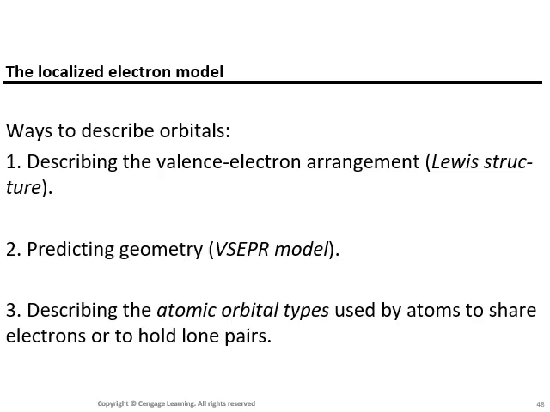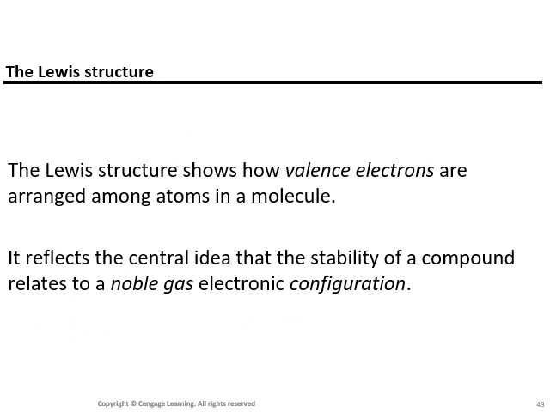So the ways to describe these different arrangements, we can draw the Lewis dot structure, which is what we're going to do in this chapter. We'll do the rest in the next chapter. We can use the VSEPR model, or we can use the valence bond model, or we can use molecular orbital theory. So all three of those things we'll do in chapter 9. Next slide. The Lewis dot structures show how valence electrons are arranged among atoms in a molecule, and it reflects the central idea that stability is related to a noble gas configuration. Next slide.